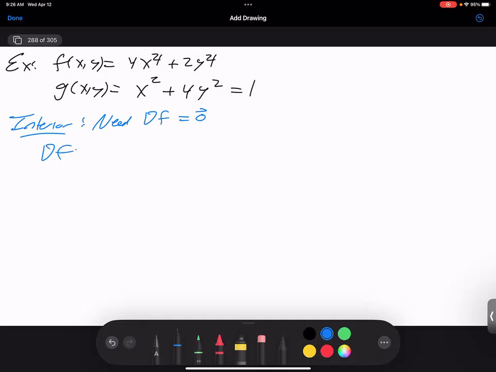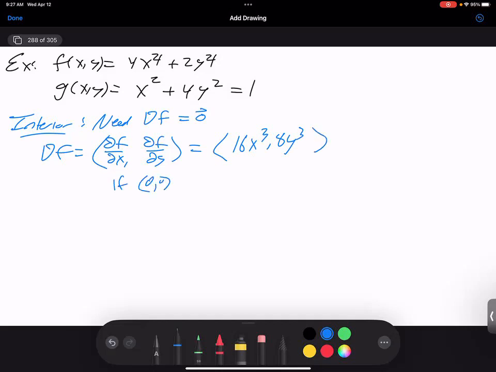So the gradient of f is df dx, df dy. So can someone tell me what is the gradient of f? (16x cubed, 8y cubed). So if it's 0, 0, we need x, y to be 0, 0.